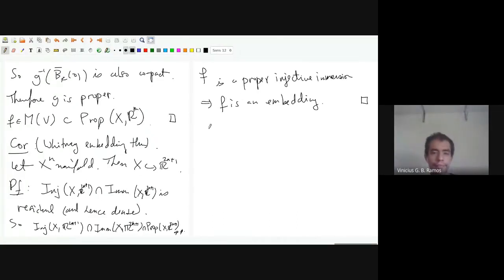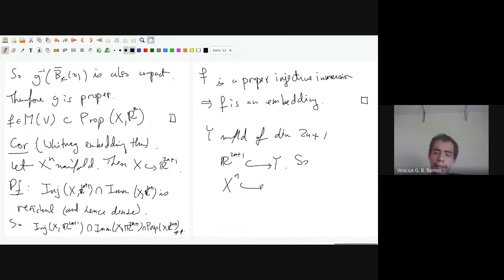That's a good point. Let me just write that down. So if Y is a manifold of dimension 2n plus 1, then you can embed R^(2n+1) inside of Y by just looking at a neighborhood of a point. A neighborhood of a point is diffeomorphic to R^(2n+1). So you can embed X^n into Y^(2n+1). OK, that's true.